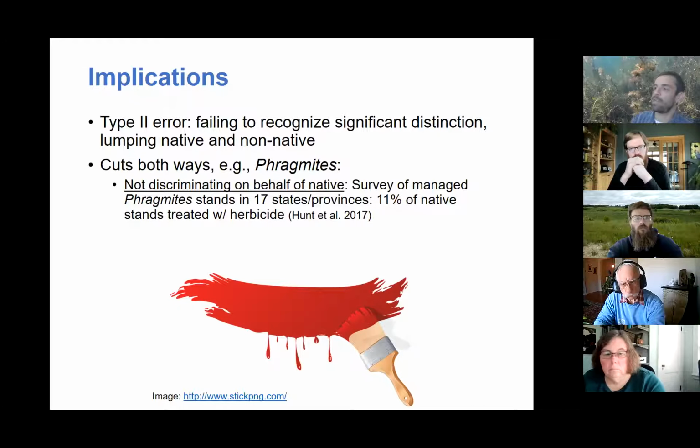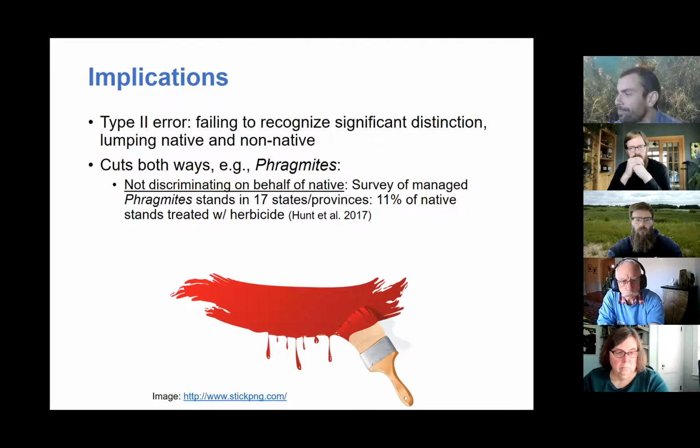We had a study where we provided genetic testing services for managers around the country, and we also surveyed them on their management plans. And we found that 11% of native Phragmites stands were being treated with herbicide or were planned for treatment because managers hadn't taken the care to determine whether or not they actually had the invasive variety, which is really unfortunate.